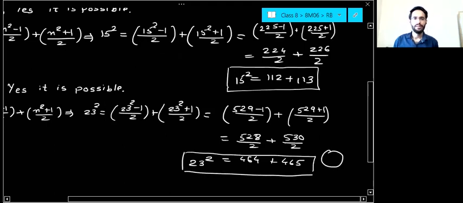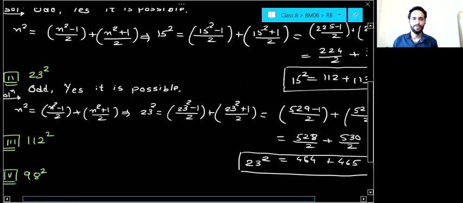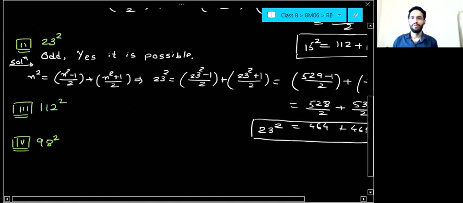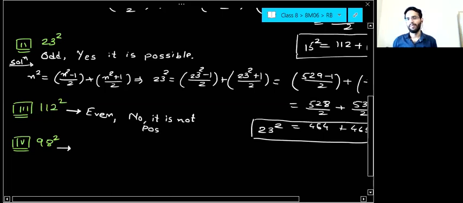Everyone got this? Easy or not? Easy, sir. Easy peasy lemon squeezy, right? Now tell me, 112 square, can it be written as this? No. Why? Because it is an even number. Since it is even, it is not possible.